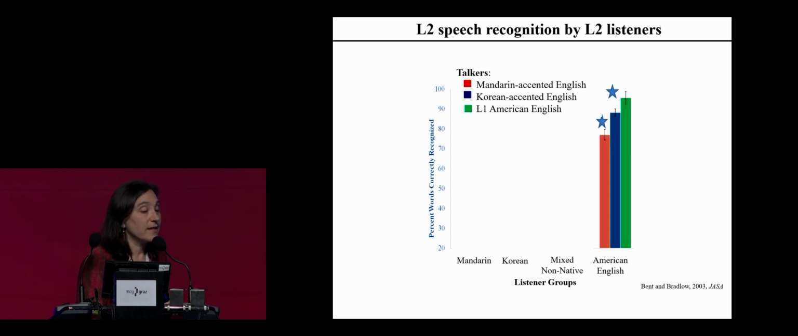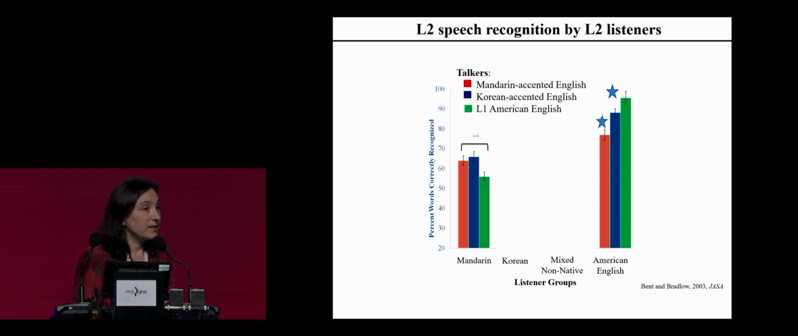So first, of course, let's have a look at what the native listeners do. And of course, the native listeners do best on the native talker. That's the green bar. They do better on the native talker than they do on either of the foreign accented speakers. But what happens when we present these foreign accented samples together with the native accented sample to these non-native listeners? So this is L2 speech going to L2 listeners.